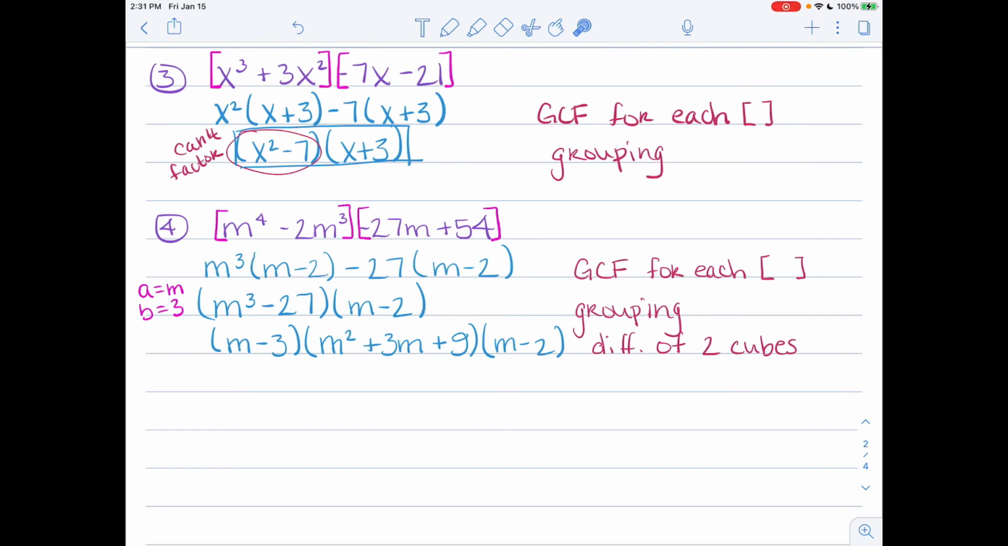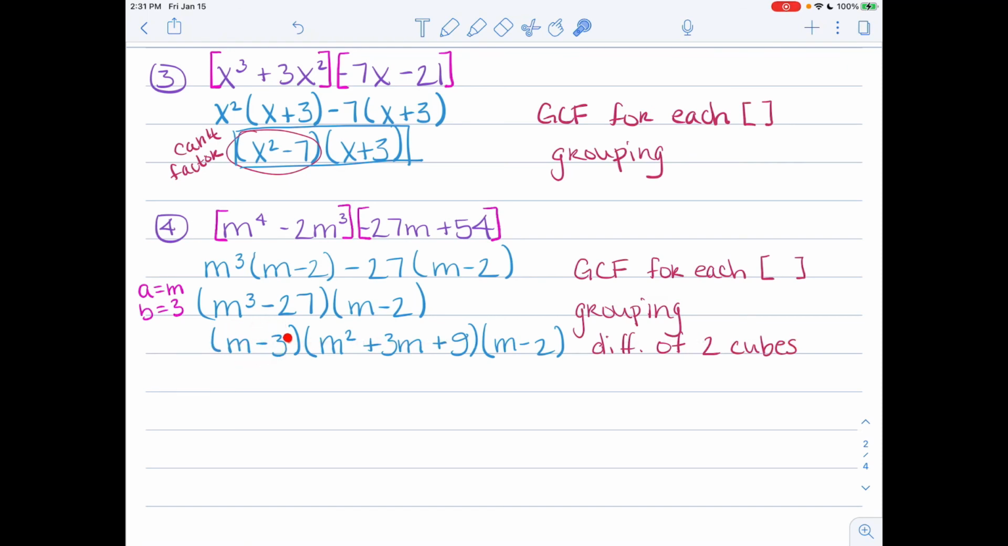The common thing that they had, we're kind of combining like terms here, m minus 2 goes in the second parentheses. m minus 2 is linear. It's going to come along for the ride for the rest of the time. However, I notice that I have an m cubed minus 27. By now, you should be starting to recognize this is two terms. It's subtraction. They are both perfect cubes. I'm going to use difference of two cubes to factor this one more time.